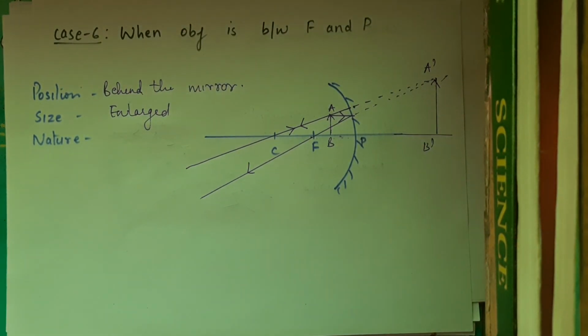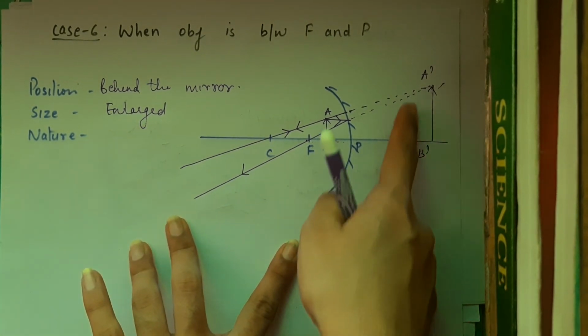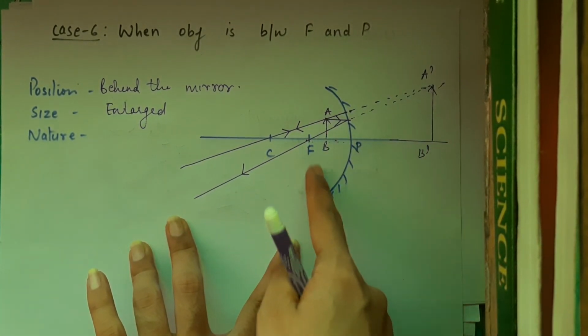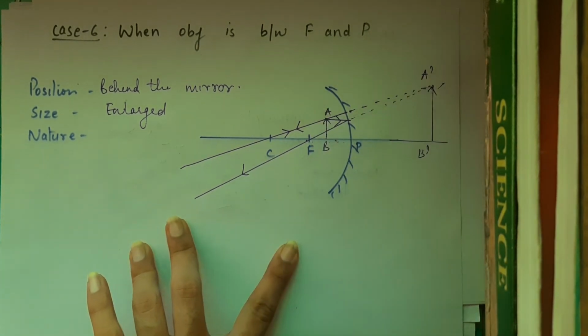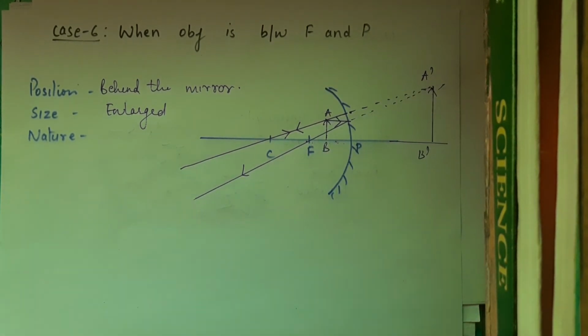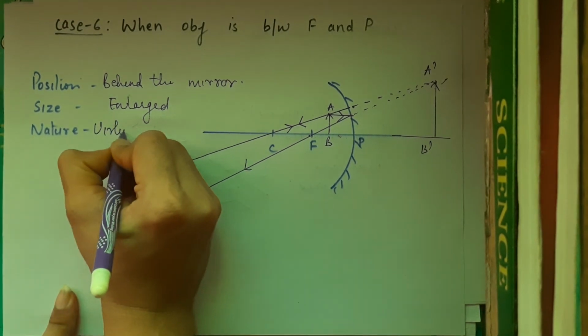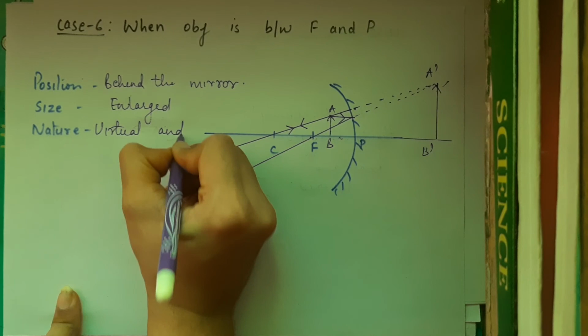It is not real inverted this time. Why? First of all, you can see that the image is erect, right? The image is completely upright. Like your object is, that is how your image is. So first of all, it is erect, and why it is virtual? It is virtual because it is not formed on the screen, it is formed behind the mirror, just like in your case of plane mirrors. So the nature of the image is virtual and erect.